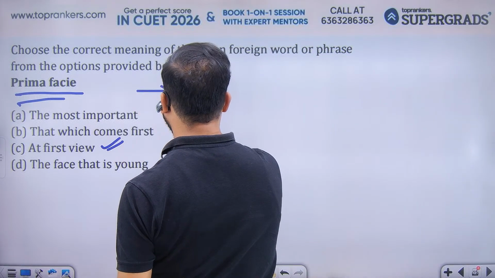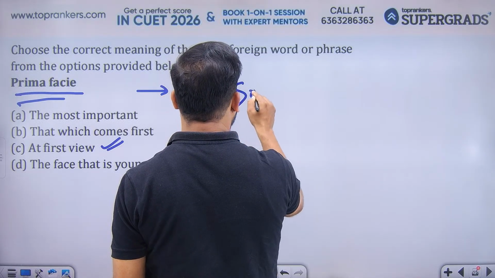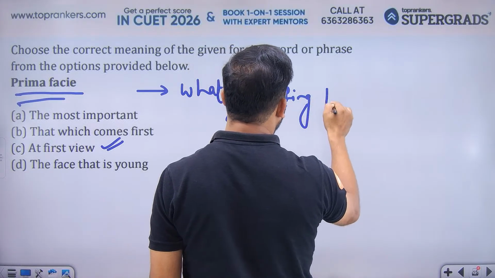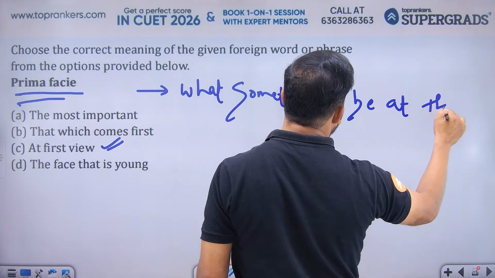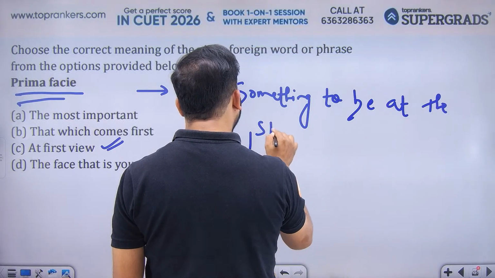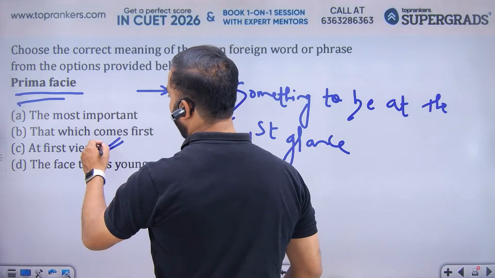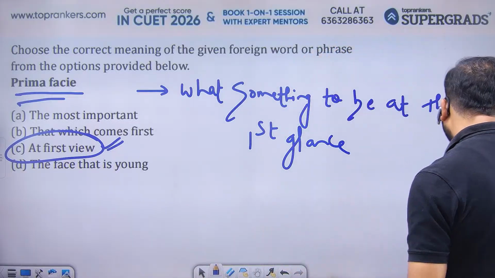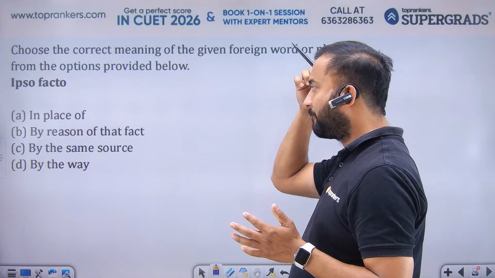first view, what something appears to be at the first glance. So this is your prima facie, the first view of something. That was another question, students. Let's move to the next one, which is ipso facto.